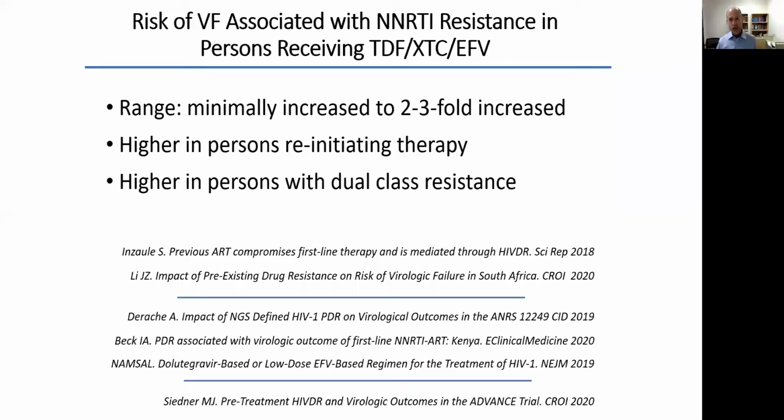And of course, the risk is expected to be quite low in those persons who start a dolutegravir-containing regimen rather than a first-line NNRTI-containing regimen. And I've shown here 6 of the most recent and most relevant references that speak to the increased risk of resistance in those with PDR.